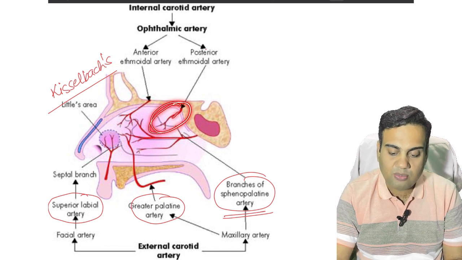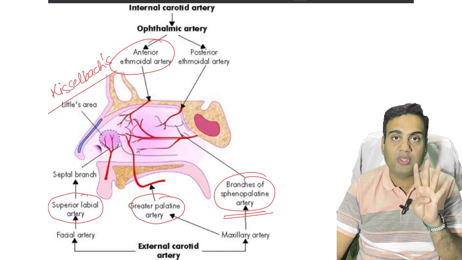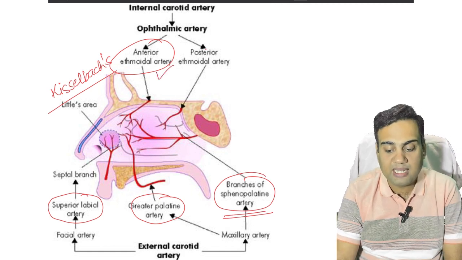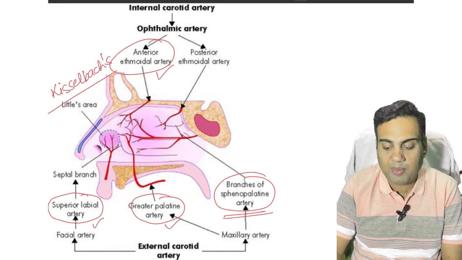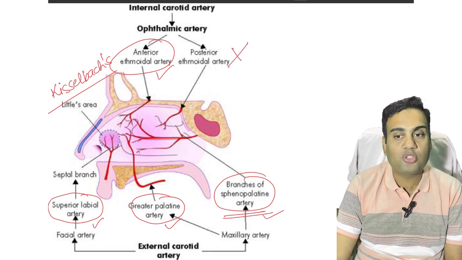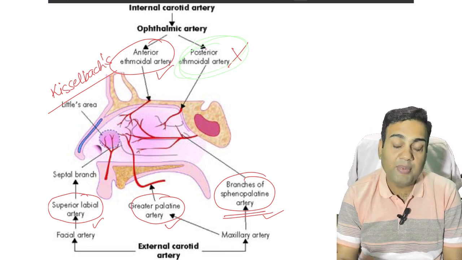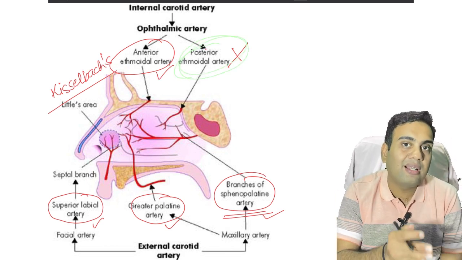Can you see this posterior ethmoidal artery? So remember this, the four arteries that form the part of Kiesselbach's plexus are anterior ethmoidal, superior labial, greater palatine and sphenopalatine. Posterior ethmoidal does not give rise to any kind of epistaxis in the Little's area. It gives rise to epistaxis, but not in the Little's area.